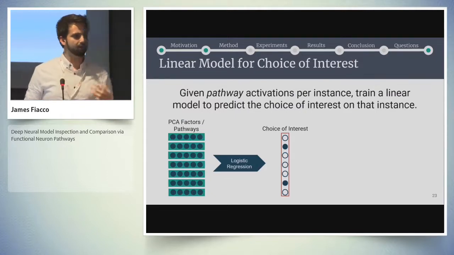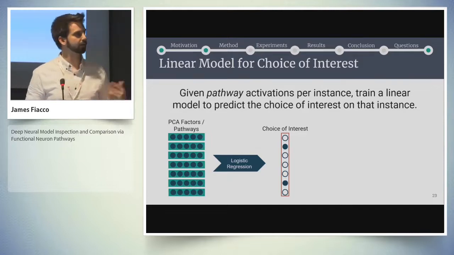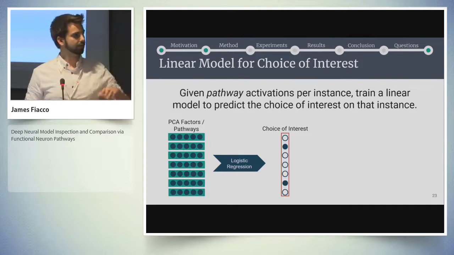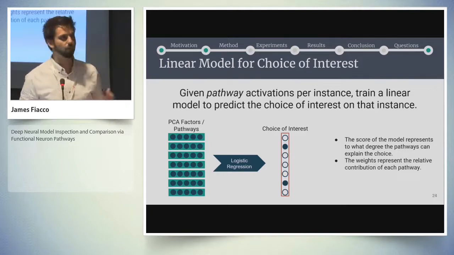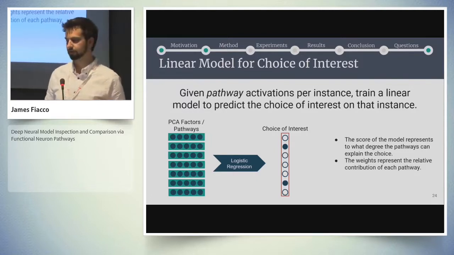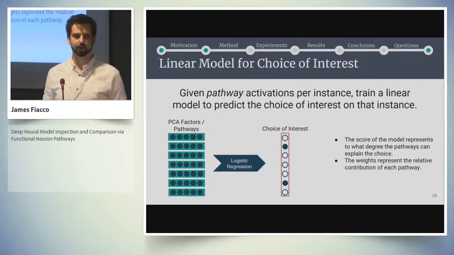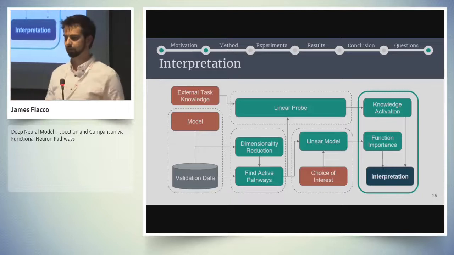And once you have this choice of interest data set, then you can do another linear probe where you predict the data set that you just created from the pathway activations, which gives you a score that represents to what degree the pathways can actually explain that question that you're asking. And the weights of that probe represent the relative contribution of each one of those pathways on that question. So higher weights will indicate that that pathway is important for explaining that question.